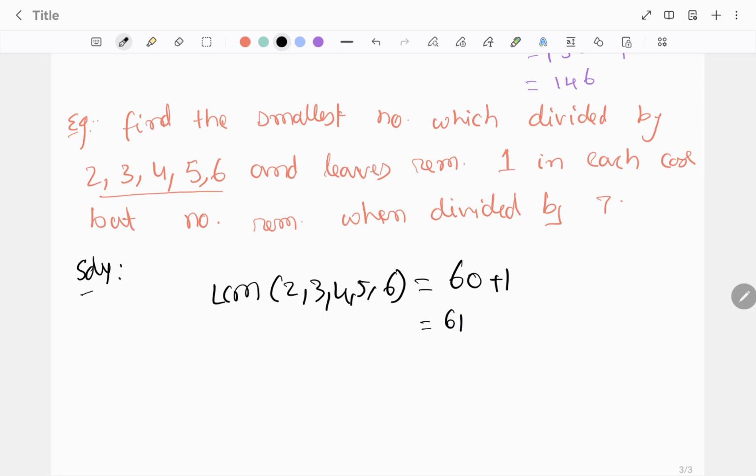Now check that. When you divide 61 by 2, it leaves remainder 1, also by 3 it is 1. But when you divide by 7, it won't leave the remainder, meaning it is not divisible by 7 exactly. So we should not add right now. If the 7 condition were not given, our answer 61 would be correct. Now how to write the question: 60k plus 1 should be divisible by 7. So what least number k do I have to select so that it is divisible by 7?